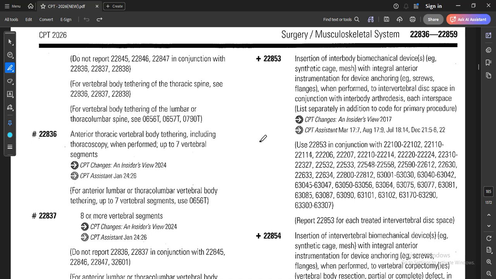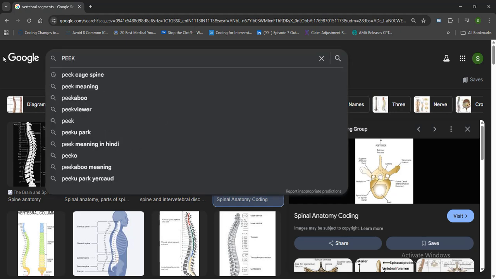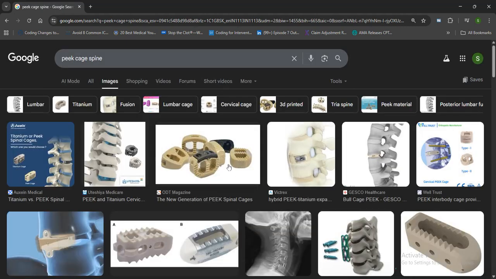22853, insertion of interbody biomechanical device with integral anterior instrumentation for device anchoring, when performed, to intervertebral disc space in conjunction with interbody arthrodesis, each interspace. In the operative report for 22853, you will see it as PEEK cage. So these are the PEEK cages. You need to code these PEEK cages based on the number of interspaces.